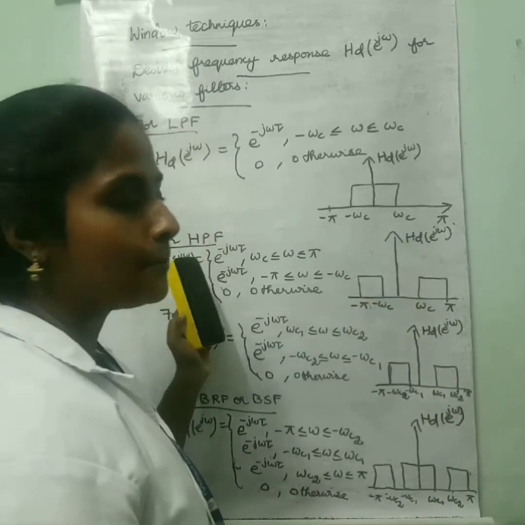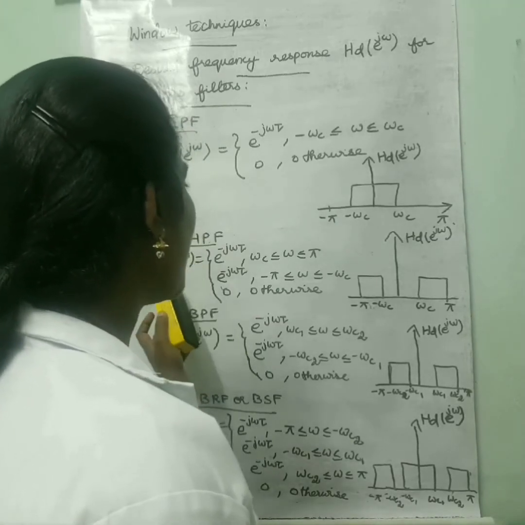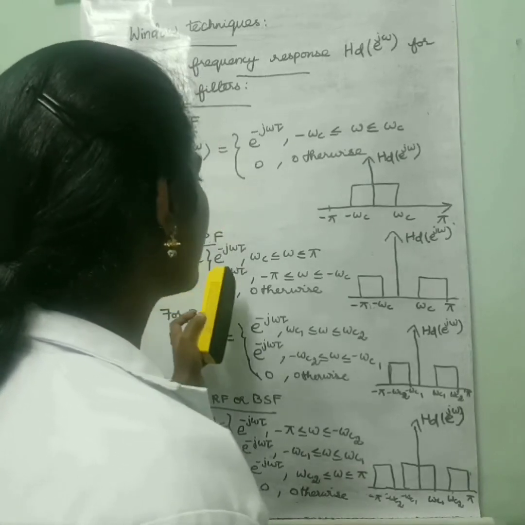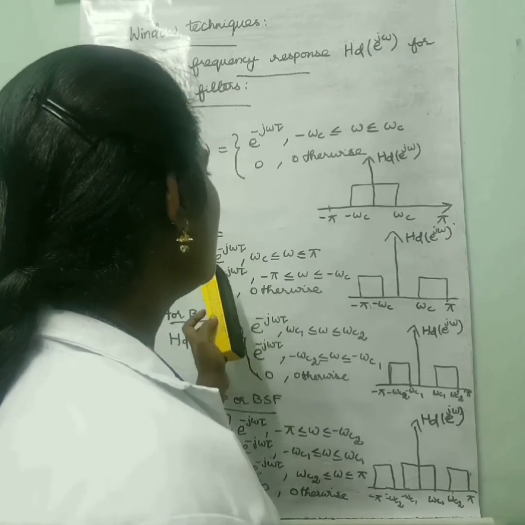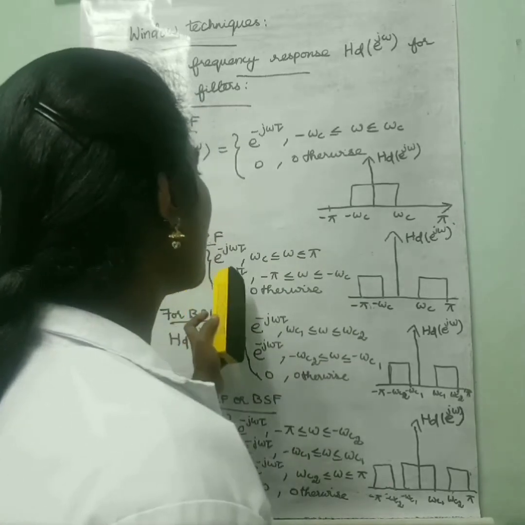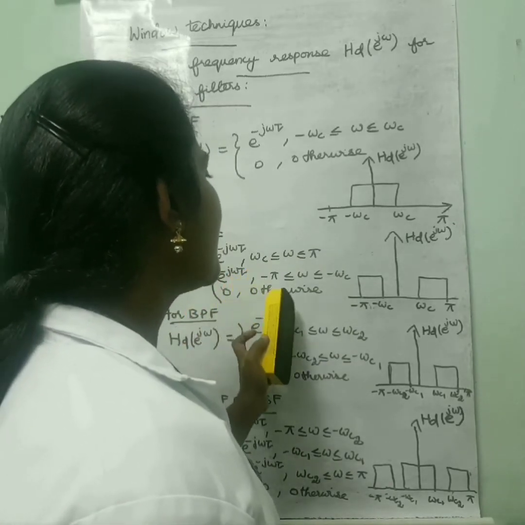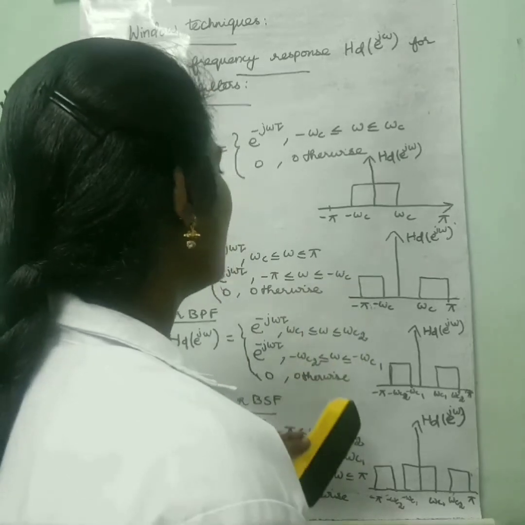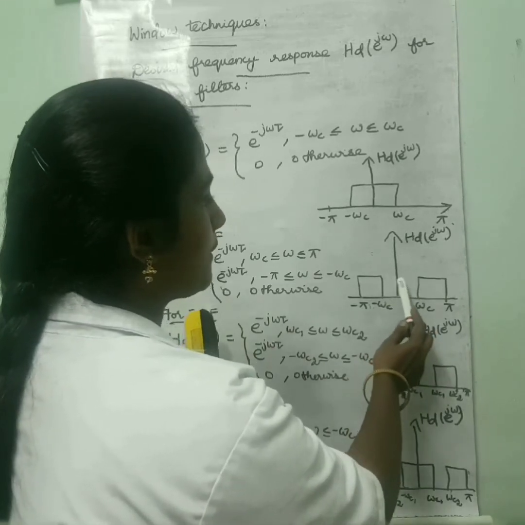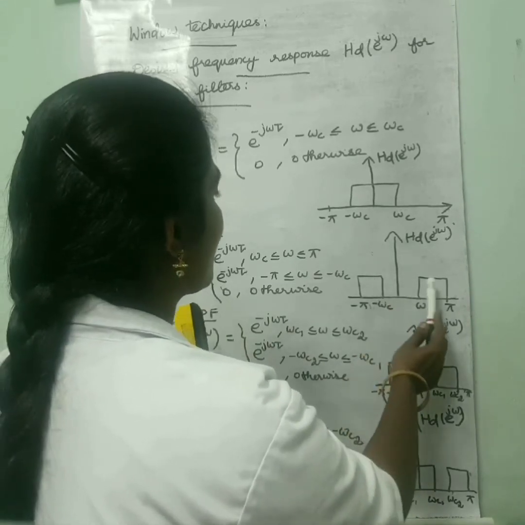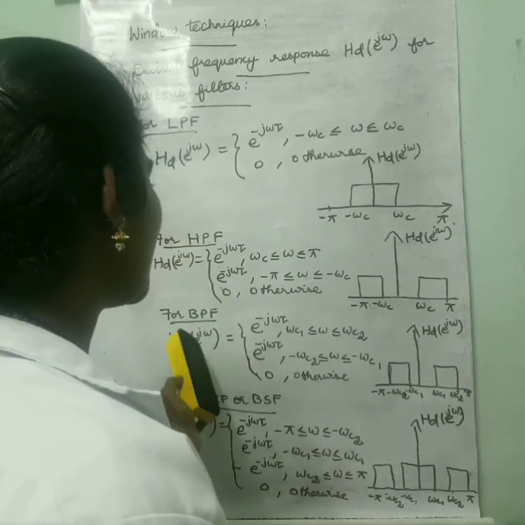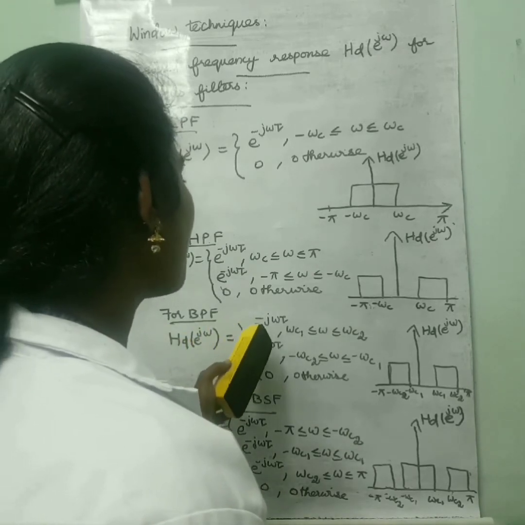Next one is for high pass filter. High pass filter we have the formula as Hd(e^jω), that is frequency response, equal to e^(minus jωτ), where the limit is from omega c to pi, and e^(minus jωτ), where the limit is from minus pi to minus omega c. Okay, so this is the graph, otherwise 0. In the other area the value is 0, and in this area only you have the function as e^(minus jωτ).